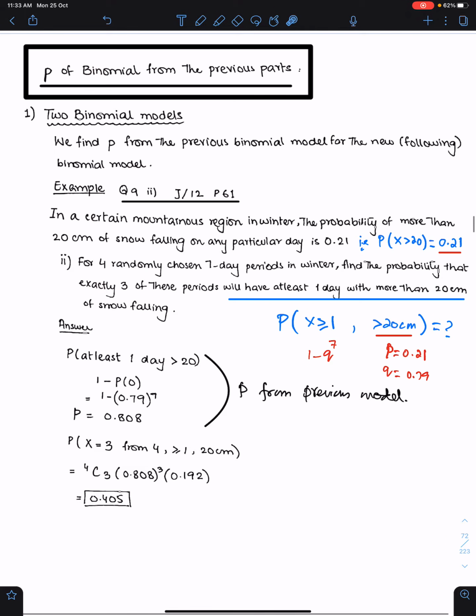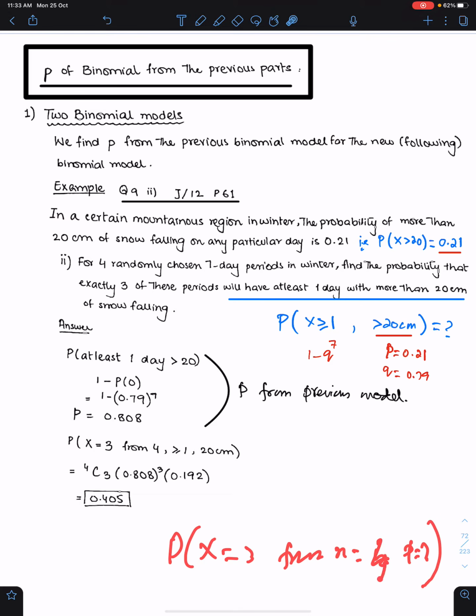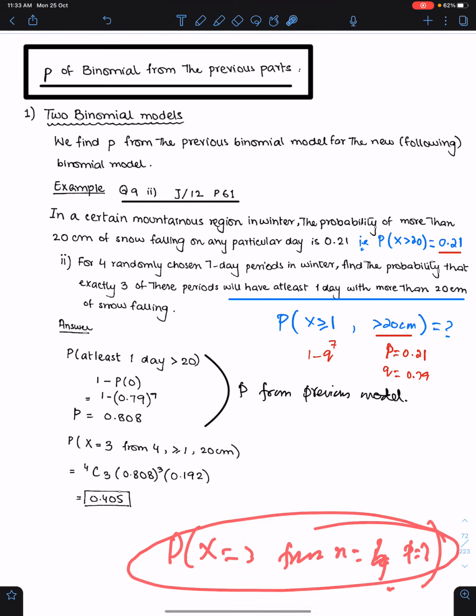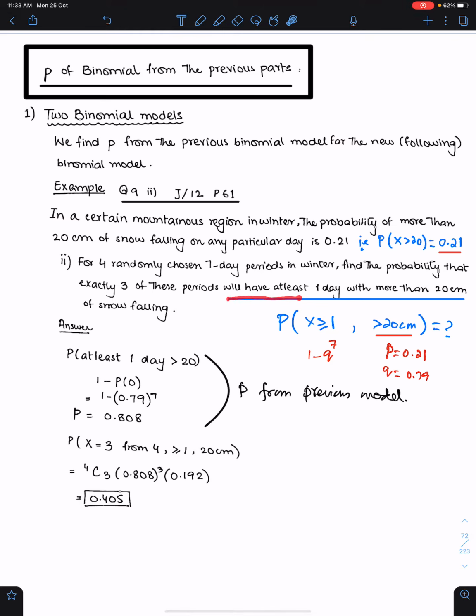This is one of the most important questions of binomial distribution. Let me repeat it. For 4 randomly chosen 7-day periods, so n is 4, find the probability that exactly 3. So we need the probability X equals 3 from n equals 4. Now we need P for this model. How will we get P of this model? For that we need to use this information carefully.